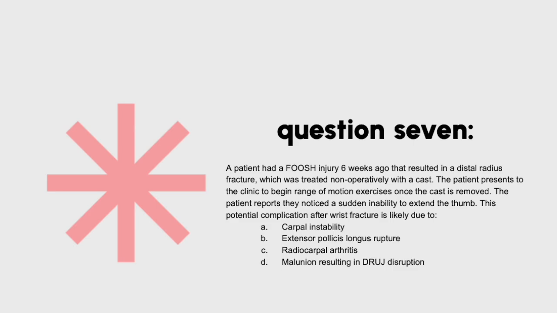Question 7, correct answer here is B, extensor pollicis longus rupture. Fun fact, when I was a brand new baby hand therapist, one of my patients with a distal radius fracture came in after doing really well for several weeks, and they actually couldn't extend their thumb. At that time I was still brand new and still learning, and I knew something was wrong, but I didn't know that EPL rupture is not common, but it does happen with distal radius fractures, so it's always good to look out for.